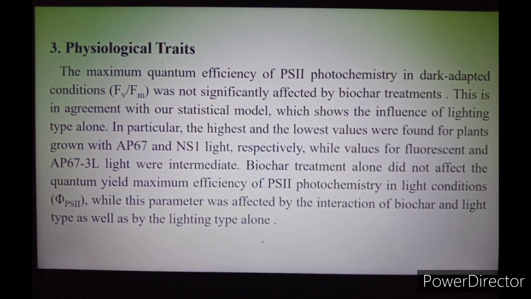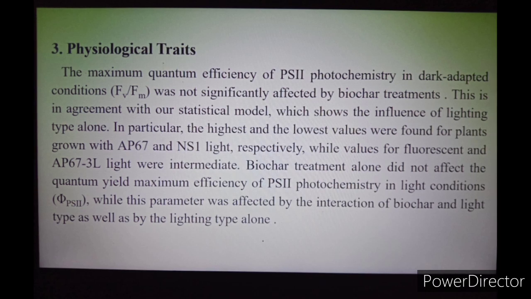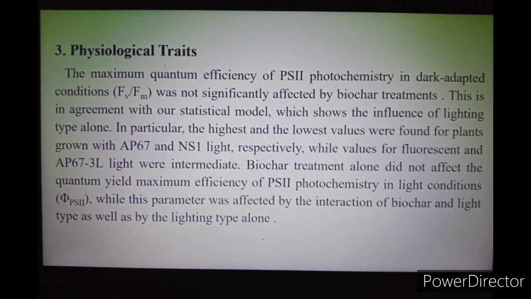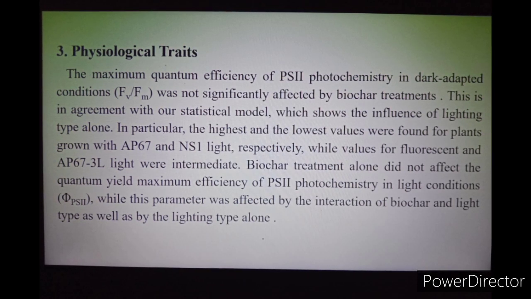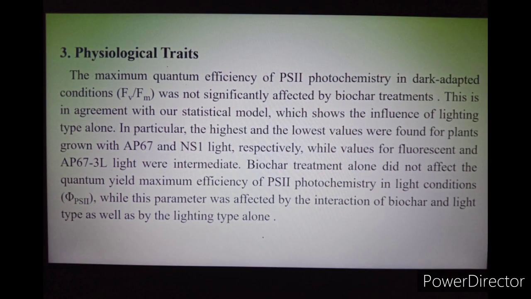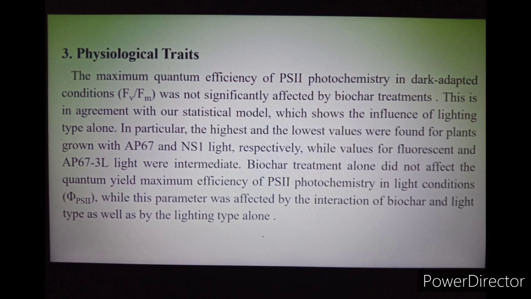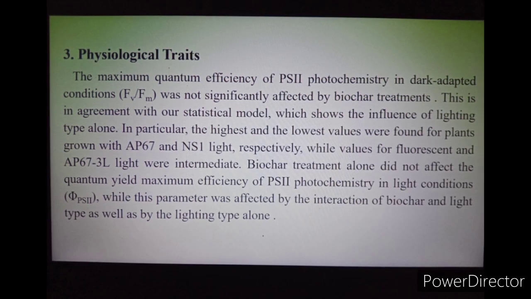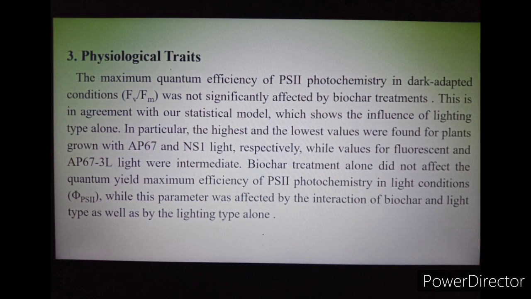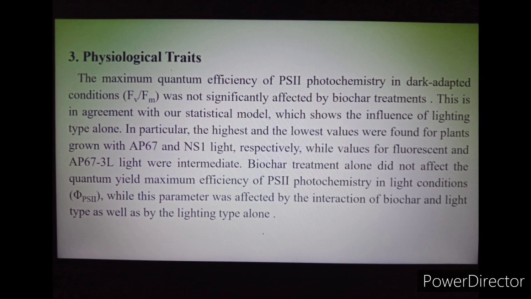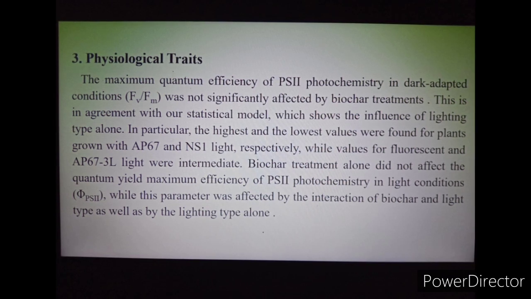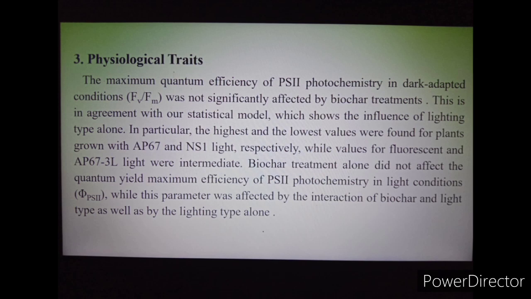This is in agreement with our statistical model, which shows the influence of lighting type alone, shown in the next table, Table 5. In particular, the highest and the lowest values were found for plants grown with the AP67 and NSI light, respectively, while values for fluorescent and AP67 3L light were intermediate. BioCar treatment alone did not affect the quantum yield, the maximum efficiency of PS2 photochemistry in light conditions.